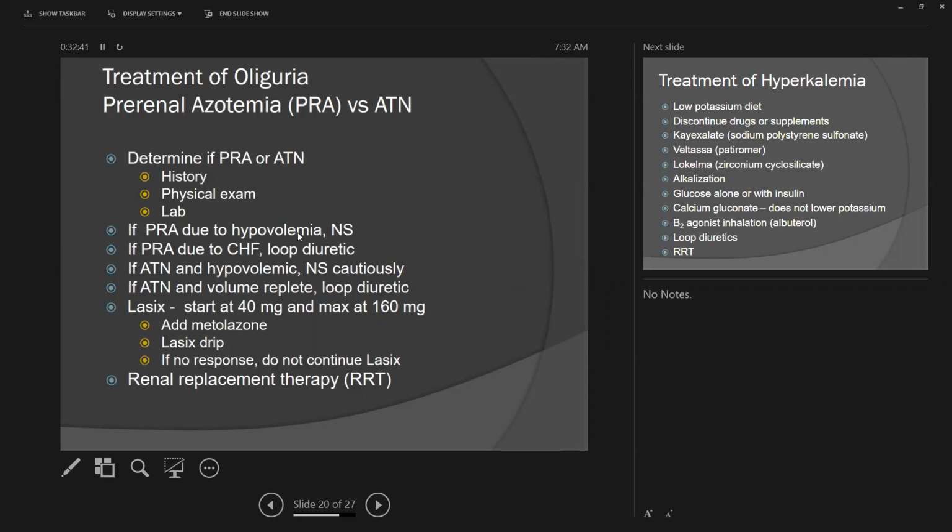If that's not working, add metolazone. If that's not working, I put them on a Lasix drip. And if that's not working, don't give any more Lasix. The next thing you'll have to do is renal replacement therapy.